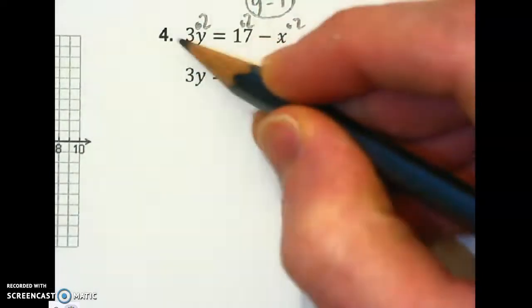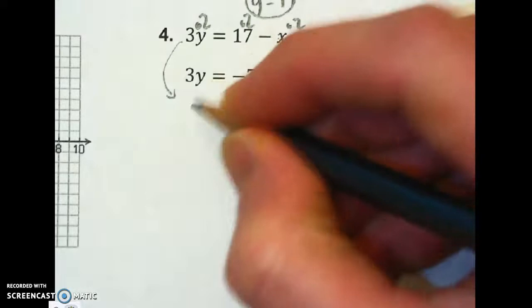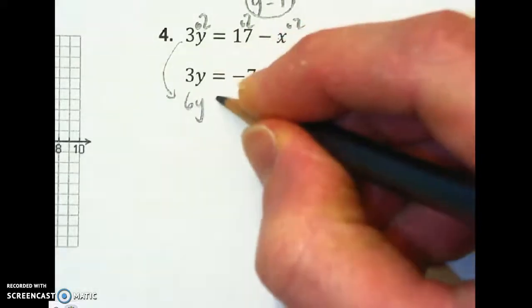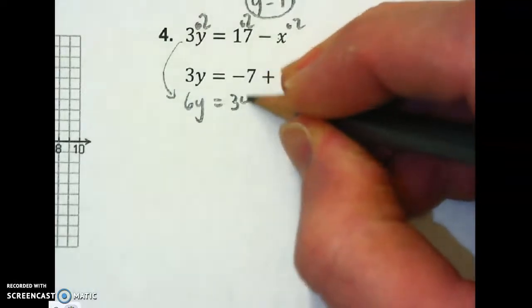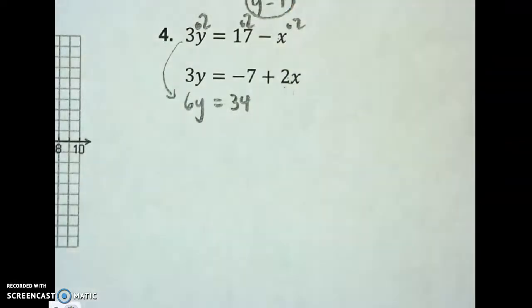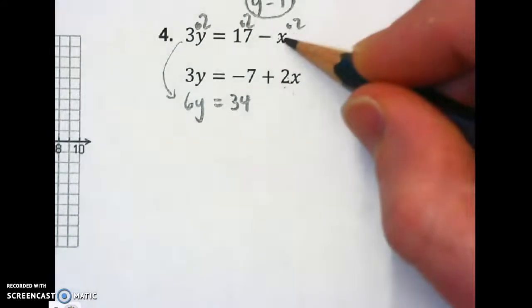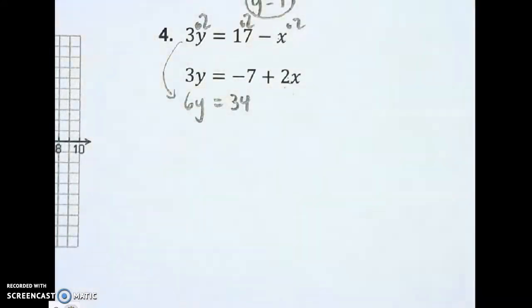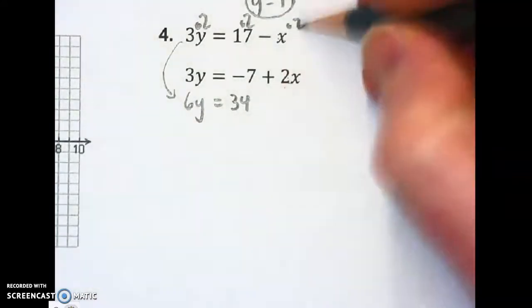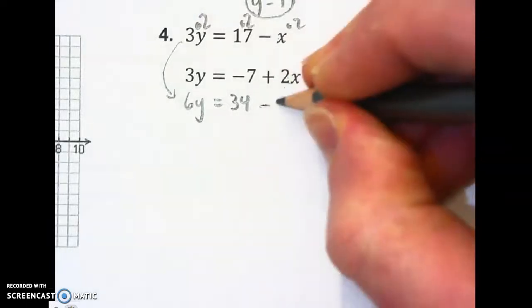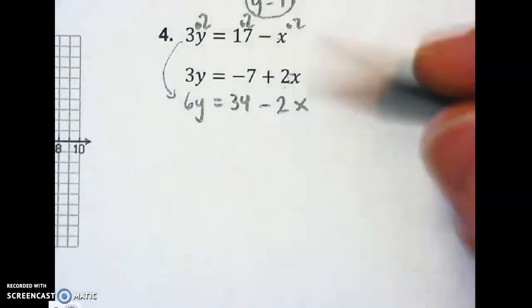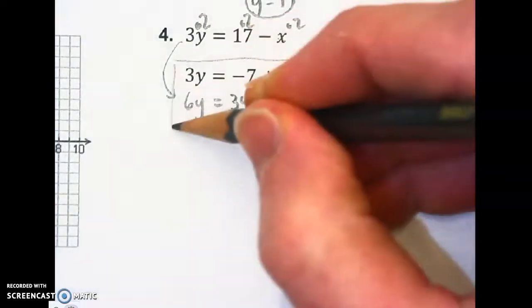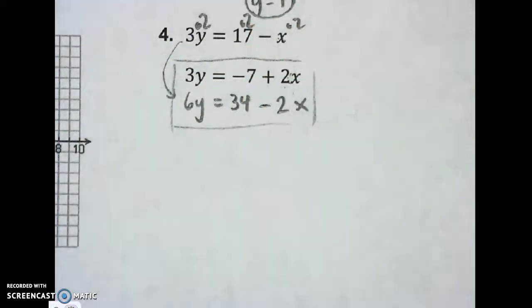I'm going to rewrite this equation right down below here. I'll get 6y equals 34. That's 2 times 17. And negative times 2, so that's going to be negative 2x. Now I have a plus and minus 2x. I can add these two equations together right here. Let's see what we get.